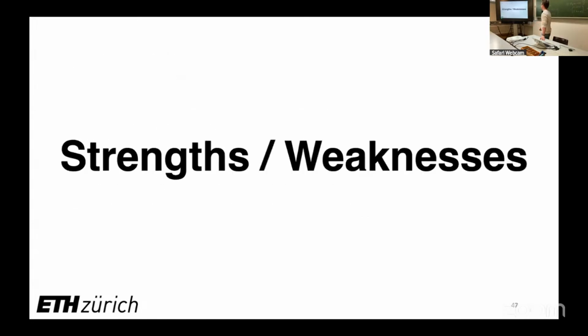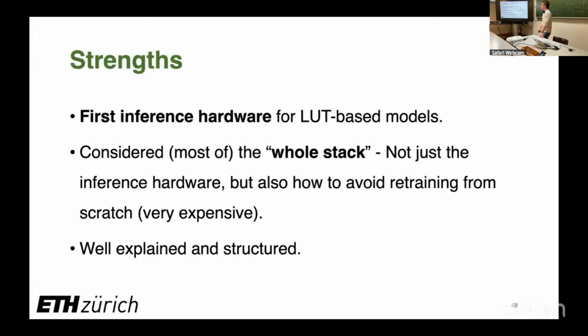So the strengths and weaknesses. First with the strengths, it's the first one to actually accelerate this in hardware. And I like the fact that they considered the whole stack. So although inference is maybe the highest part of the lifetime of a model, training, I think we've all seen the figures from modern LLMs where it costs tens and tens of millions of dollars to train. So they provided a way to avoid retraining from scratch, and also a way to lower cost for inference. And then just in terms of writing quality, I think it was pretty well explained. It progressed linearly. The figures were high quality, so it was pretty pleasing to read.